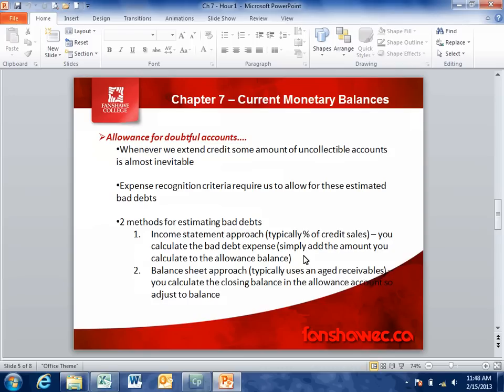So let's assume that there's already $10,000 at the beginning of the year sitting in AFDA. Well, I calculated that the balance should be $16,000. So my adjustment to get from $10,000, the opening balance, to $16,000, which is what I want in the closing balance, is a $6,000 adjustment. So my bad debt journal entry is a debit to bad debt expense for $6,000 and a credit to AFDA for $6,000. Okay? So why don't we look at an example really quick right now.